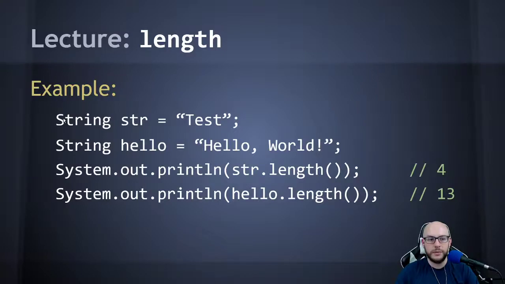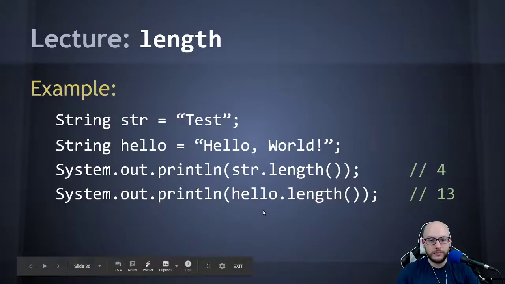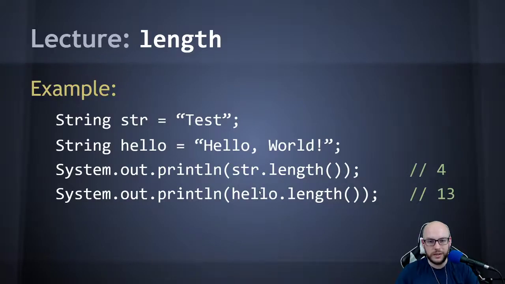All right, here are some examples. I'm creating a string str with the value test. I'm creating the string hello with the value hello world. A little bit later, I'm doing System.out.println(str.length()). Notice in this example, we actually have two strings in this scope. So when I say str.length, that's the string up here. We get back a value of 4. I'm asking, what is the length of str? Here I'm asking, what is the length of hello? How many characters does it have?